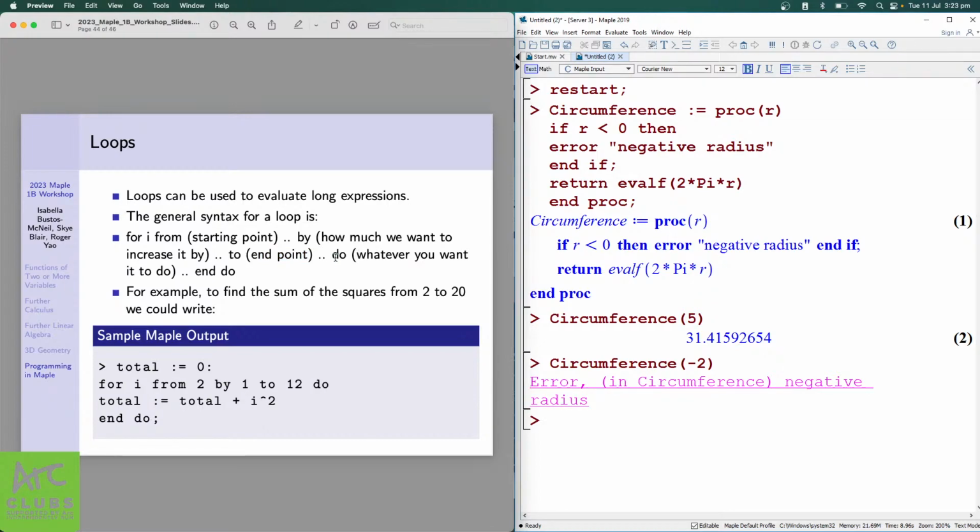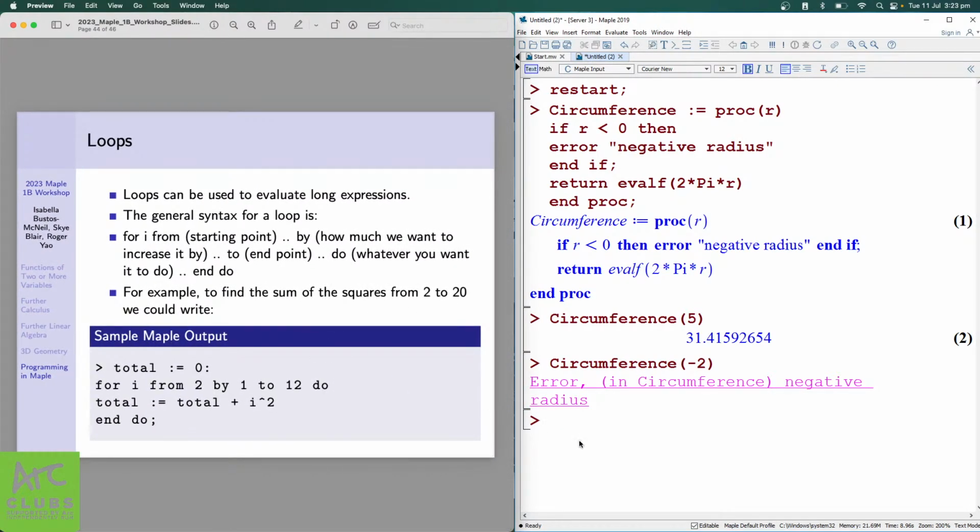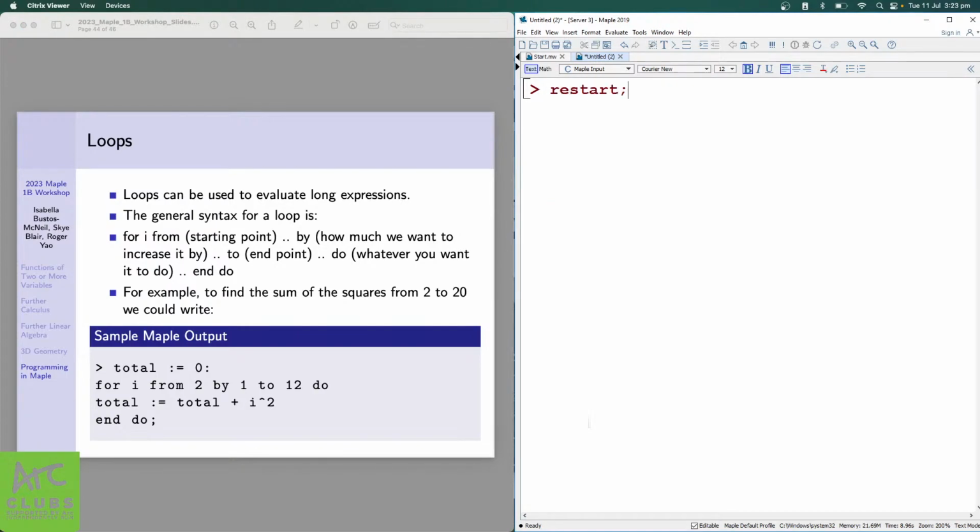Now, we need to tell Maple what we want to do with the value of i. So we tell it do whatever you want it to do, and then end do. For example, to find the sum of the squares from 2 to 20, we could write. So let's restart this.